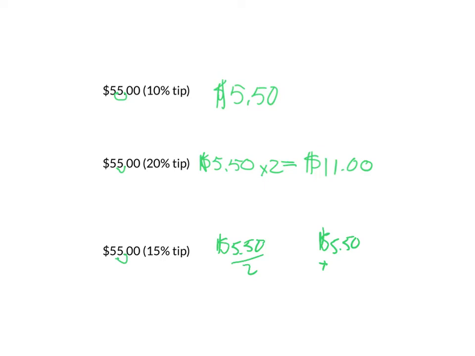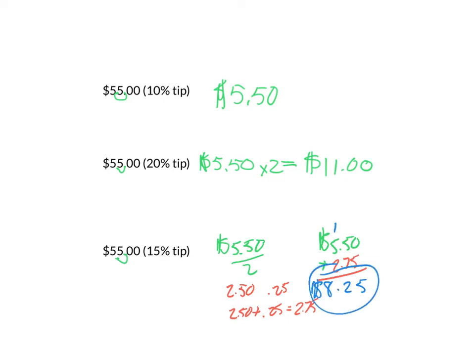Well, you know that half of 5 is 2.50, right? And then half of 50 cents is 25 cents. So 2.50 add 25 cents equals 2.75. So if you get your 5.50, add 2.75 for your total tip of $8.25.